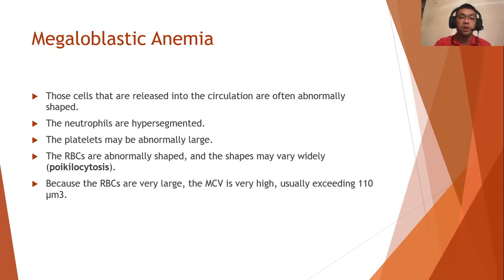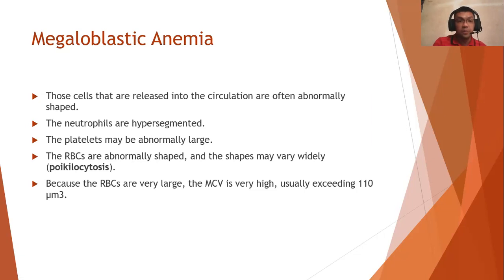The neutrophils are also hypersegmented. Platelets may be abnormally large as well, and RBCs are abnormally shaped, and the shapes may vary widely, or this is known as poikilocytosis. Because the RBCs are very large, the MCV is also very high, usually exceeding 110 cubic micrometers.